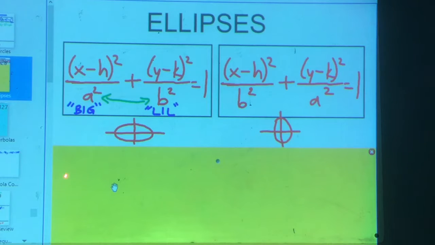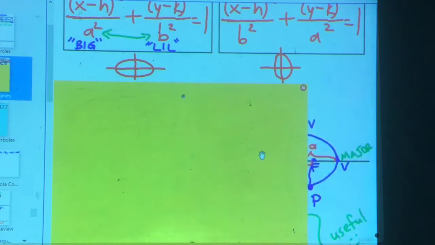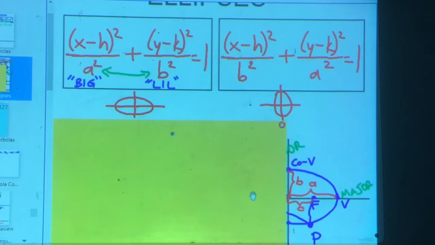We'll call a the big guy every time, b the little guy. When the big guy is under x, your ellipse will be horizontally stretched, and when the big guy is under the y, it'll be stretched vertically. Okay, so there you have those. Now, what are the important things we need to know about an ellipse? Here's the picture.